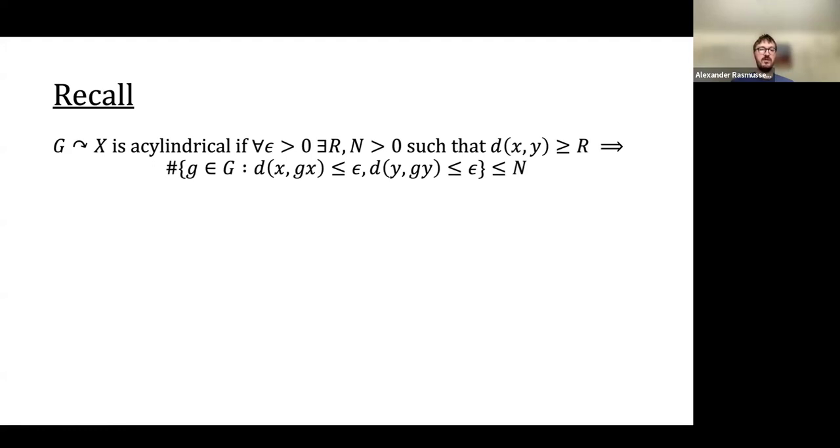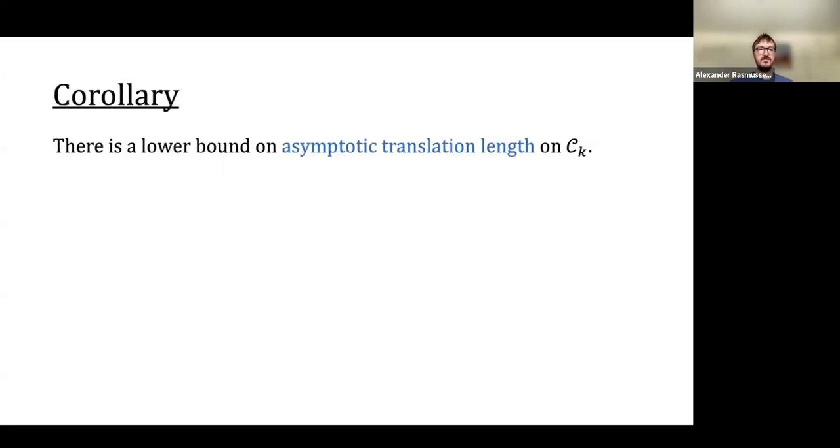So this is a weaker form of proper discontinuity. In proper discontinuity, we would have for any point, there's a bounded number of elements moving that point at most epsilon. Here we can't say that, but at least if we have two very far away points, there are a few group elements moving them both a small distance epsilon. But yeah, bounded at least.